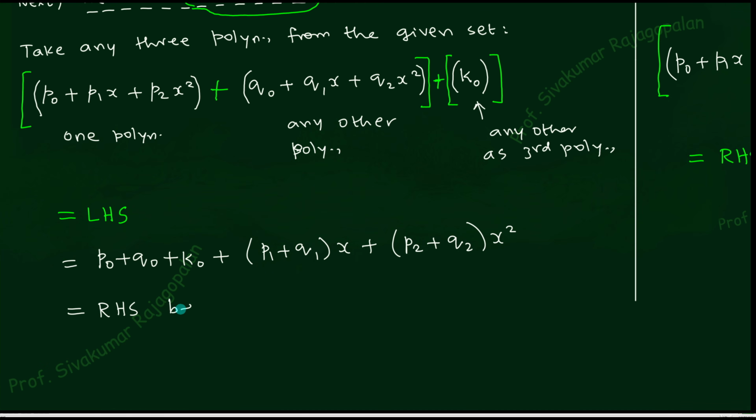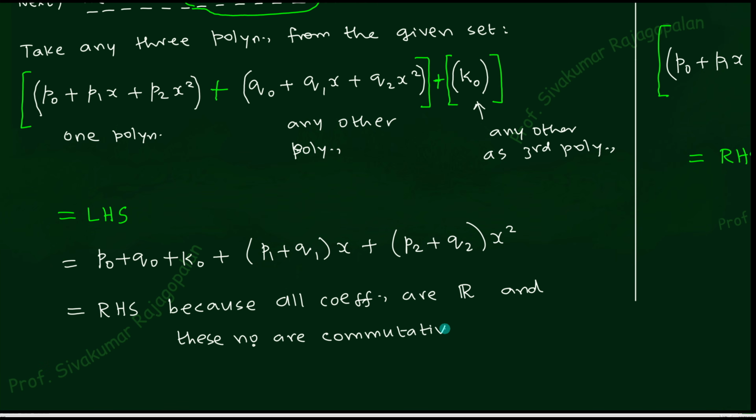Now why do you get the same answer? There is an interesting thing. The reason is because of the commutative property. So this point has to be clear to you. That's why I am explicitly writing. Now how this expression has become equal to the right hand side is because all the coefficients are real numbers. They are all real numbers, and real numbers obey the commutative property.